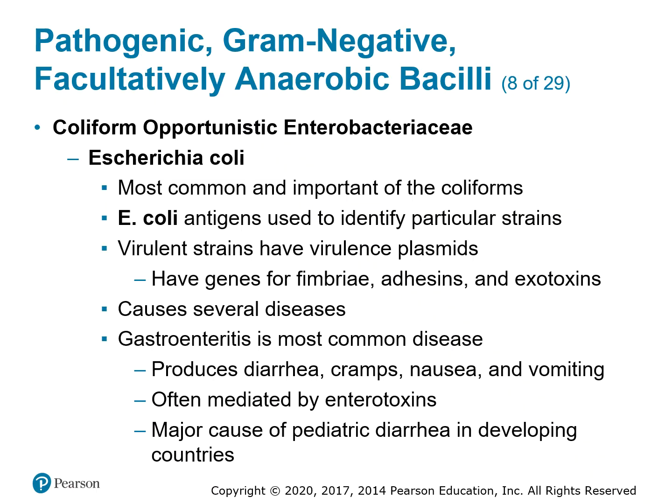So let's talk a little bit about Escherichia coli. This is the most common and important of the coliforms. E. coli antigens are used to identify the different strains. There's a bunch of strains of E. coli. Virulent strains have virulence plasmids. They have genes for the fimbriae, the adhesins, and the exotoxins. This can cause several different diseases. Gastroenteritis is the most common disease, which produces diarrhea and cramps and nausea and vomiting, but it's often mediated by enterotoxins. The major cause of pediatric diarrhea in developing countries is E. coli.